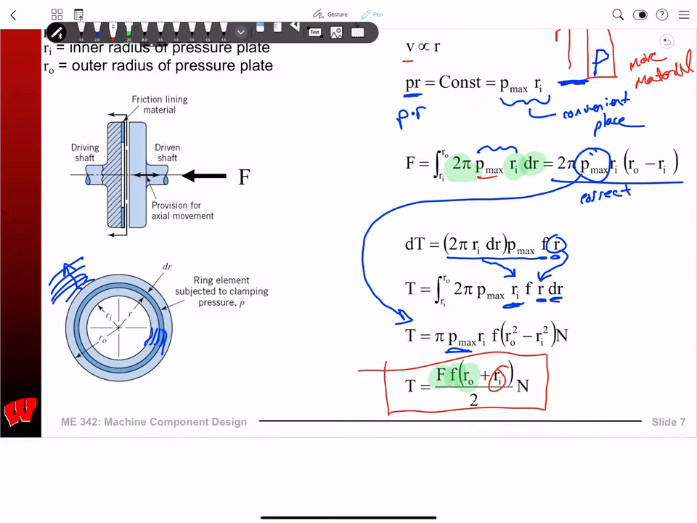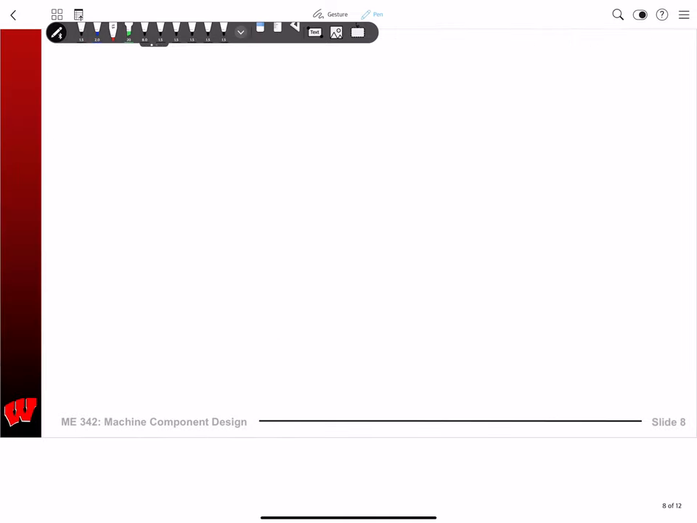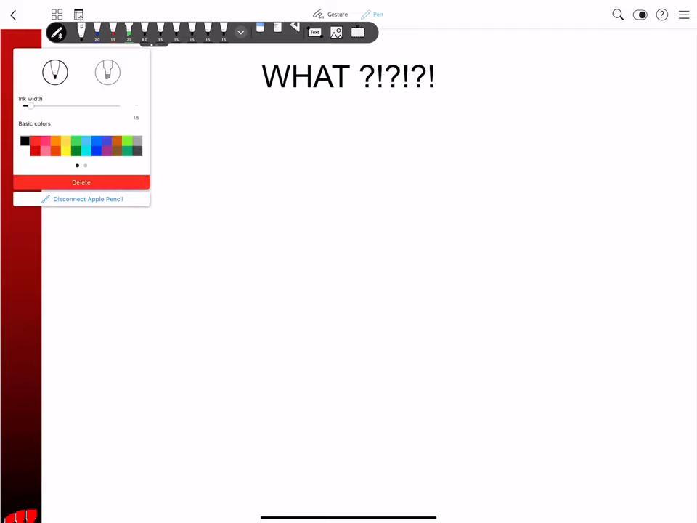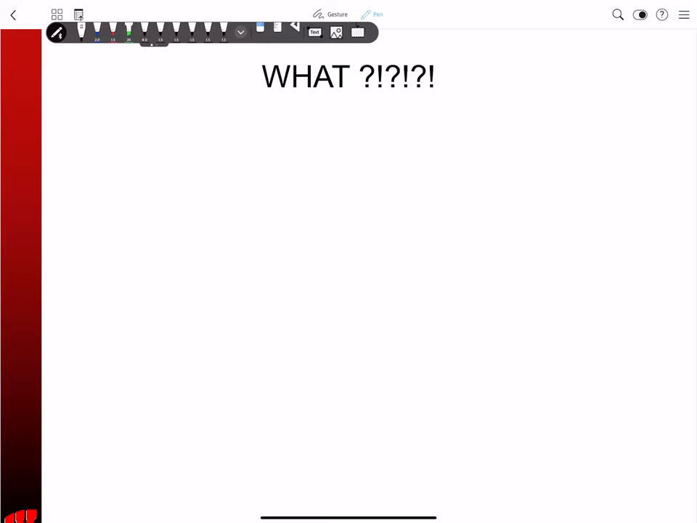Okay, so something here doesn't make sense. All right, so maybe something on the next slide. Oh, no, the next slide doesn't give me much to work with. Oops, I don't do that. What? All right, let's remember. There's a way to adjust the thickness here. Oh, that is pretty thin. Okay, good.